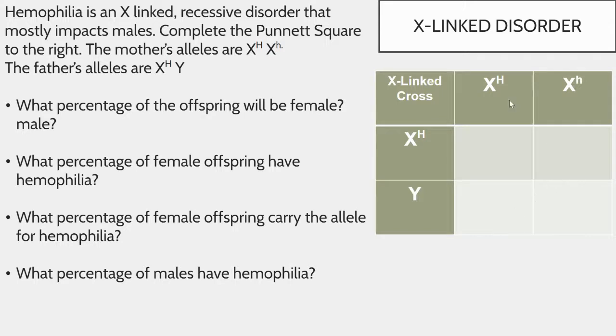The mother's alleles are X with a big H. That means she does not have hemophilia, because hemophilia is a recessive disorder. You would have to have a little h to have hemophilia. So the fact that she has a big H means that she is healthy. And she has X with a little h. That means she carries the trait of hemophilia, but she does not have hemophilia. So X big H means she actually has a healthy copy of her hemophilia gene on the X chromosome. And X with a little h means that she also has a copy for the hemophilia trait, but she does not have hemophilia because she has the big H. That saves her from having hemophilia.